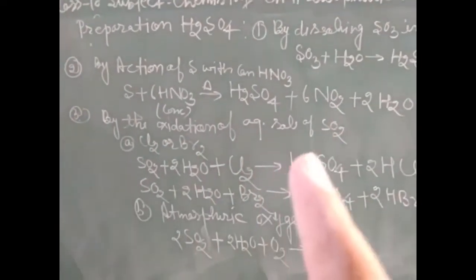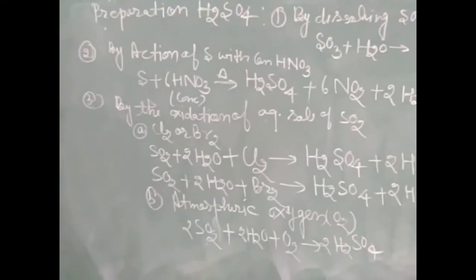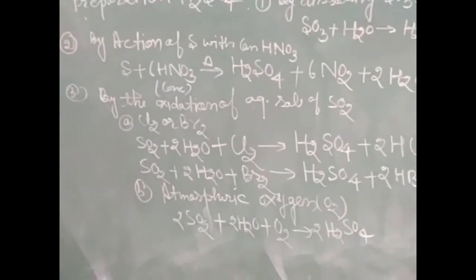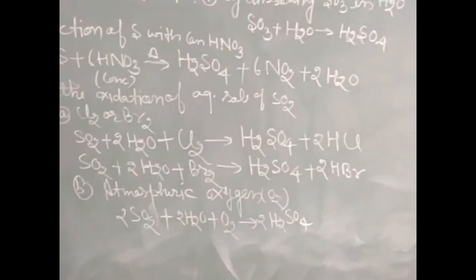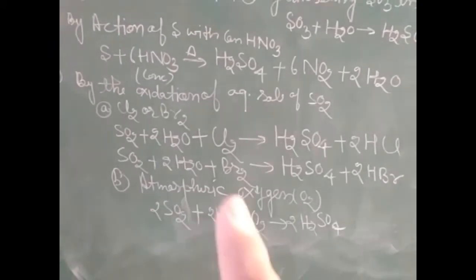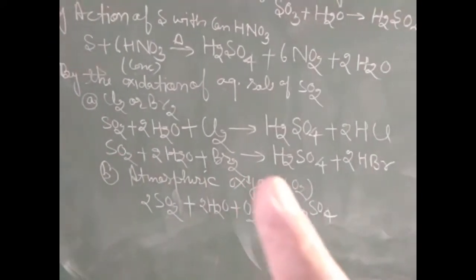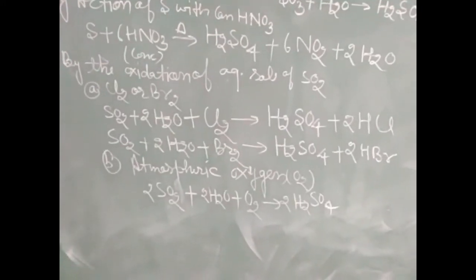Then, by the oxidation of an aqueous solution of sulfur dioxide with chlorine or bromine. First, sulfur dioxide when treated with an aqueous solution of chlorine, formation of sulfuric acid and hydrogen chloride gas will take place. Again, sulfur dioxide is treated with bromine in aqueous medium, then formation of sulfuric acid and hydrogen bromide takes place.